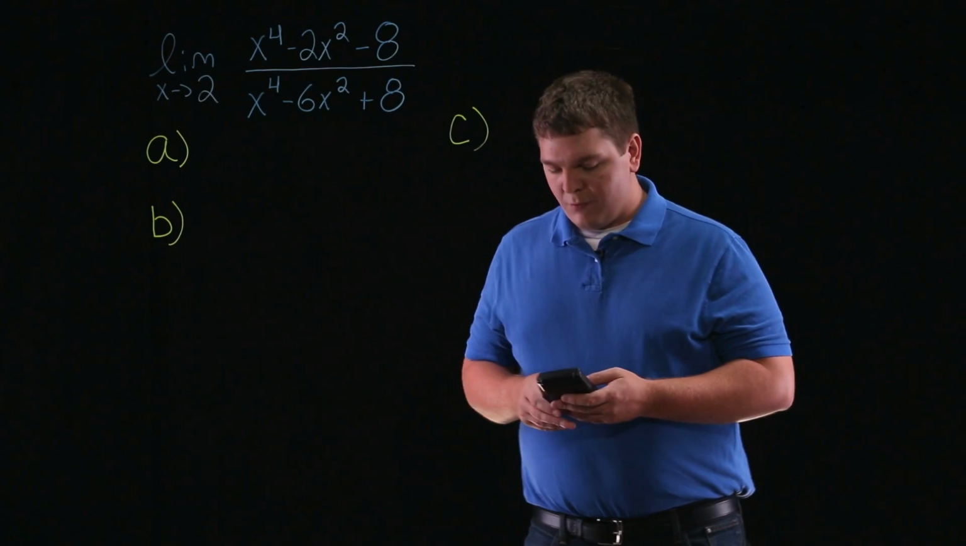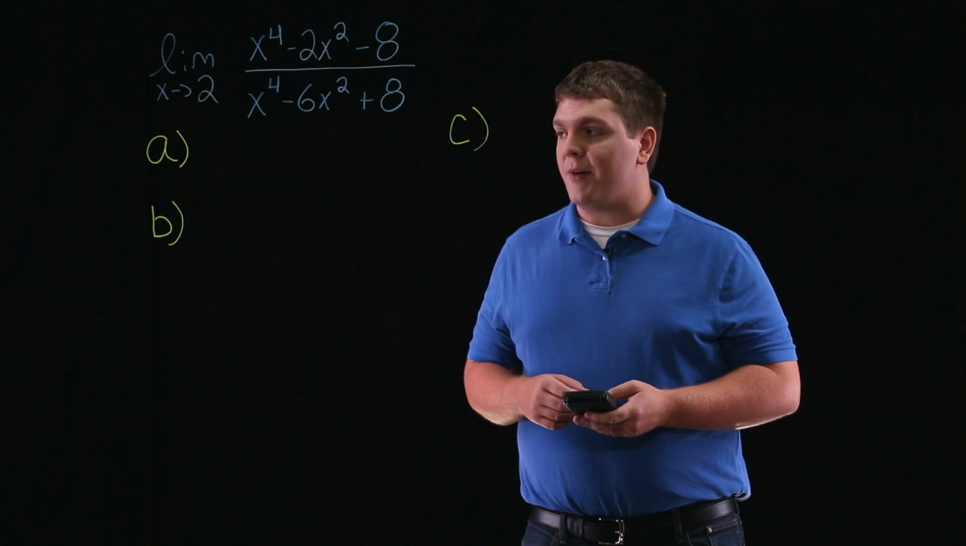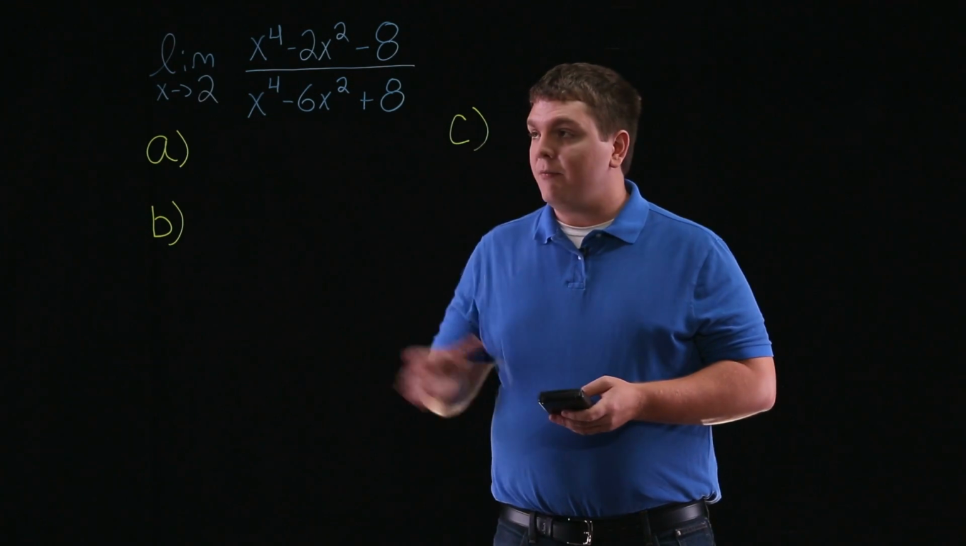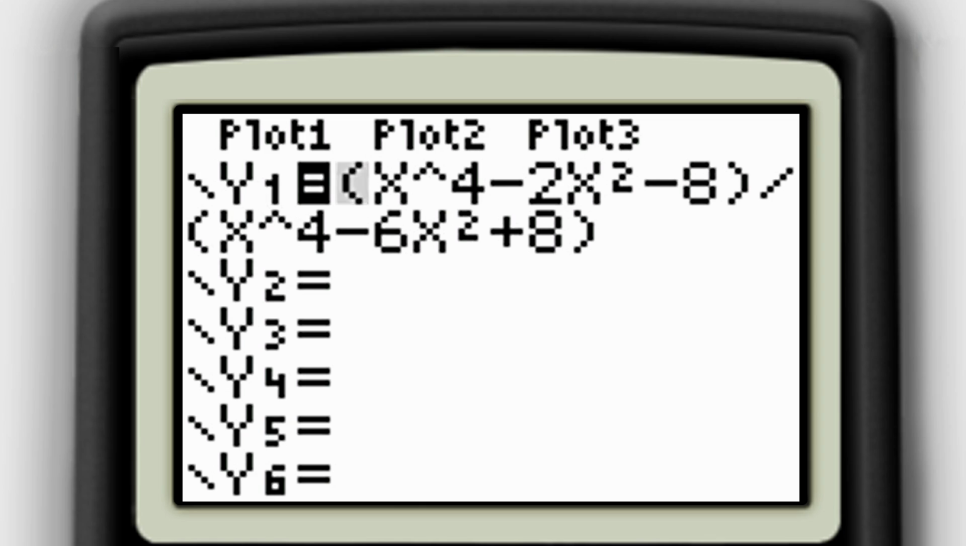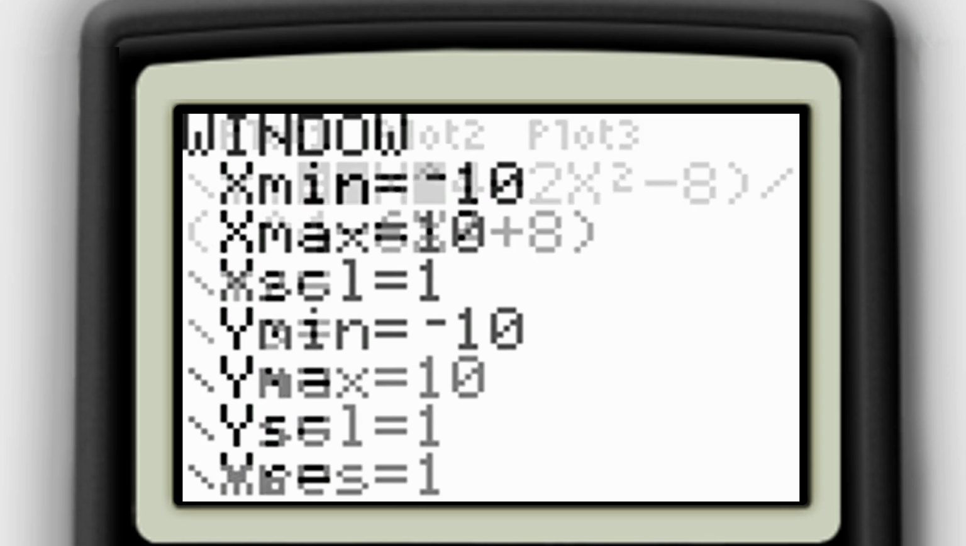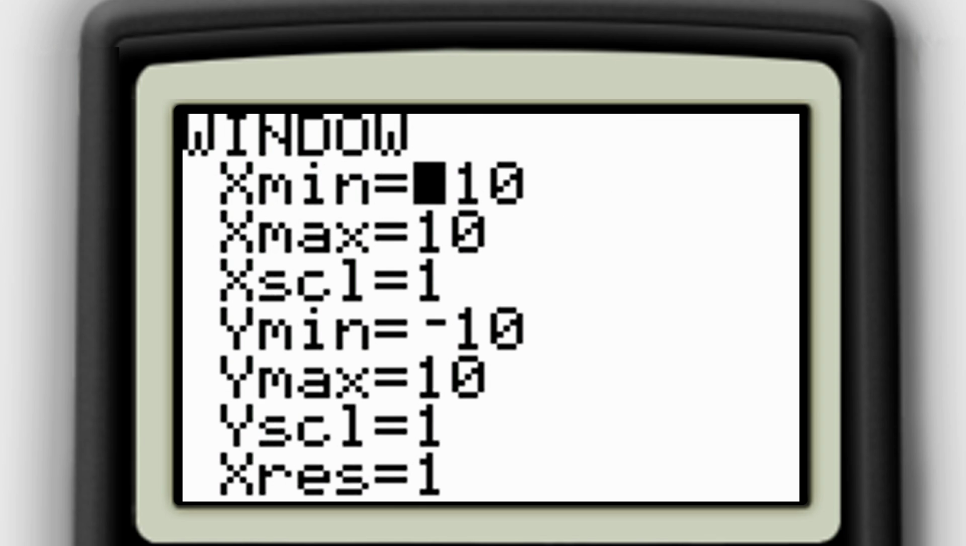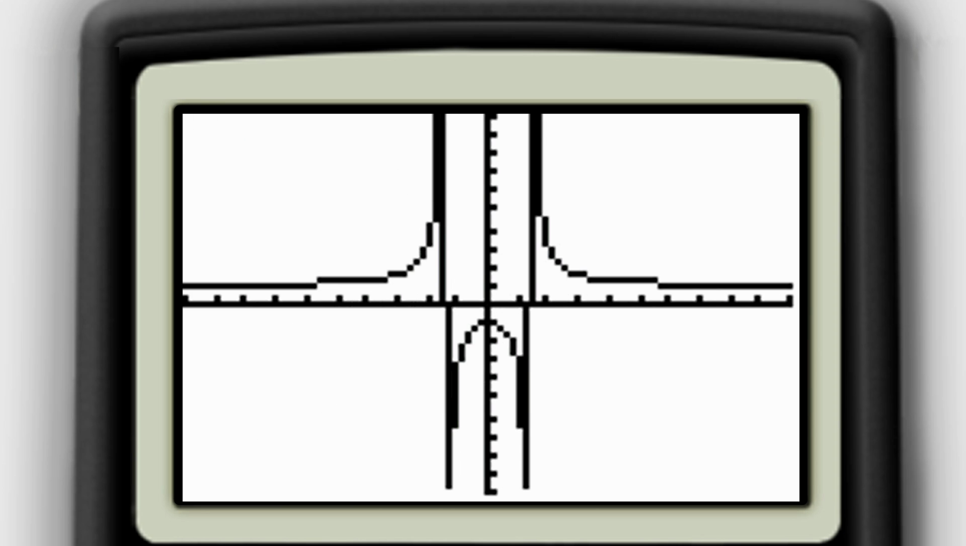So for part A, we're going to use the graph to approximate the limit. So let's go ahead and plug this function into our graphing calculator. Before we graph the function, let's make sure our window size is correct. The standard size will work. And let's go ahead and graph our function.